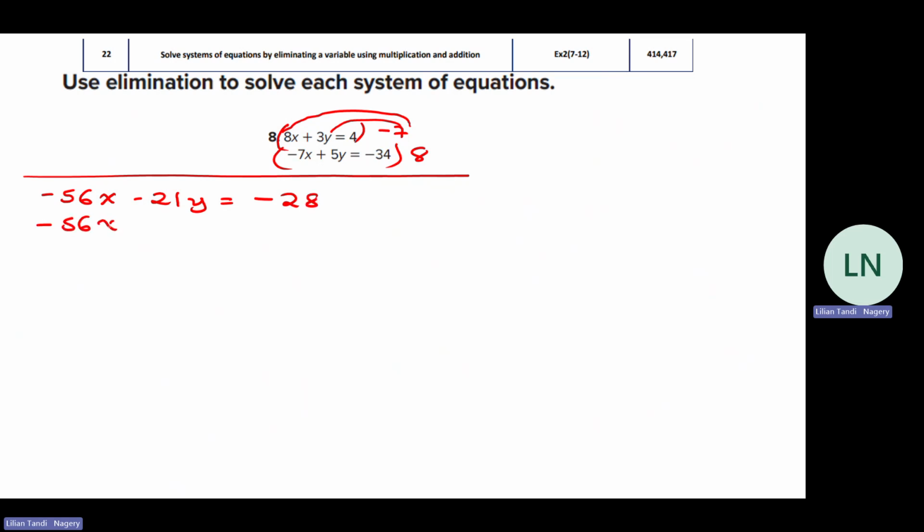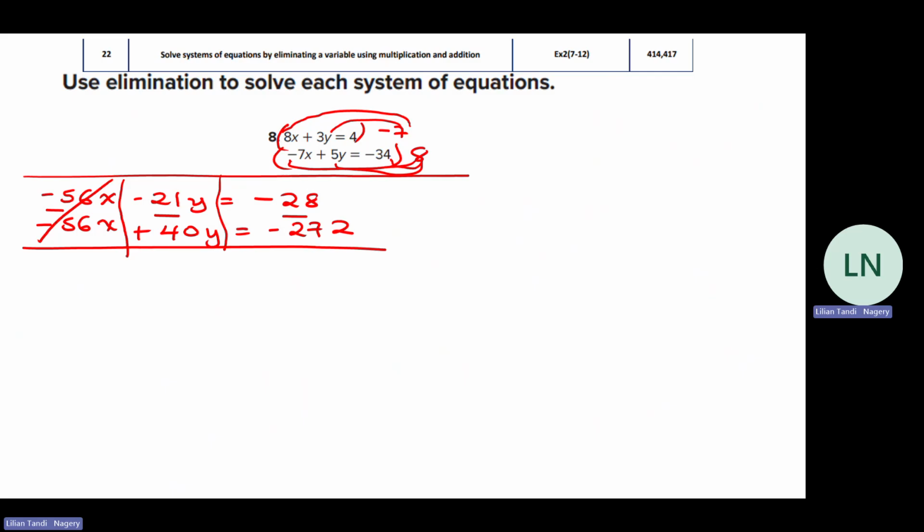Negative 56x plus 40y. What is 34 negative? 34 times 8, 272, so negative 272, okay? My signs are the same, so I will minus. I'll make my x's 0. This will be negative 61y. Negative 21y minus 40y is negative 61y.